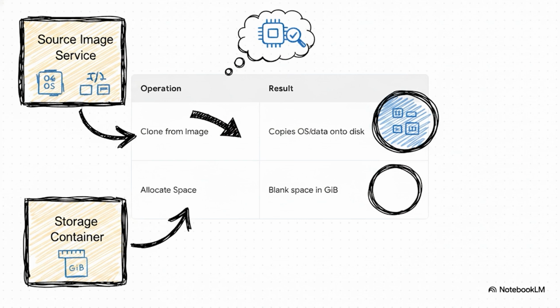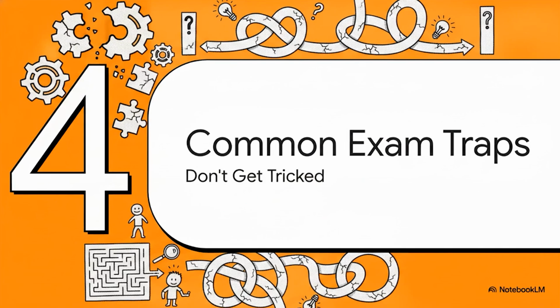It provides literally blank space, defined in gigabytes. If you go with Allocate, you're essentially just carving out an empty box. You're going to have to provide a system image later, maybe via a virtual CD-ROM, to actually make that disk bootable. Section 4. Common exam traps.